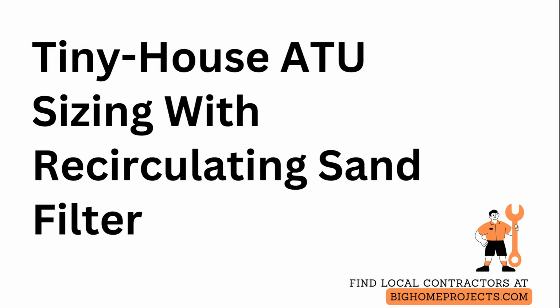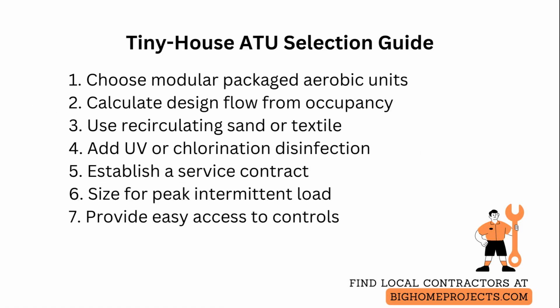Choosing an aerobic treatment unit when siting a septic system for a tiny house requires matching treatment capacity, discharge requirements, and maintenance needs to the constrained lot and occupancy pattern. Select packaged aerobic treatment units that are sized for low flow and intermittent use, and look for models that allow modular upgrades so capacity can be increased without replacing the whole unit.